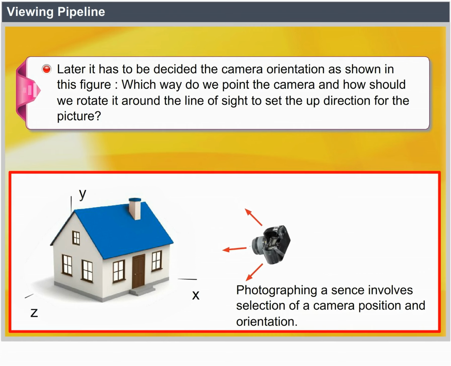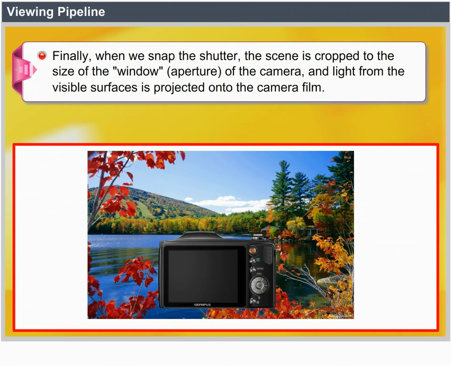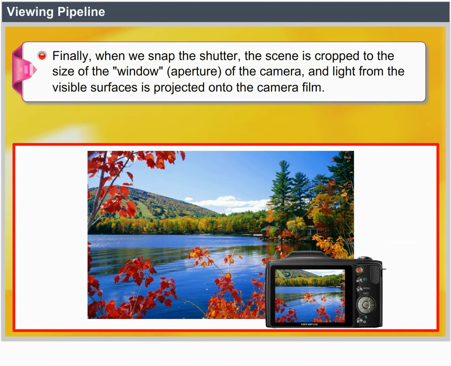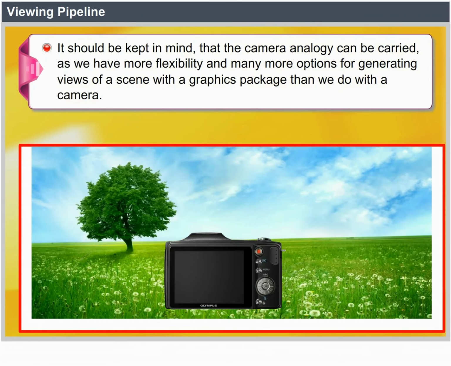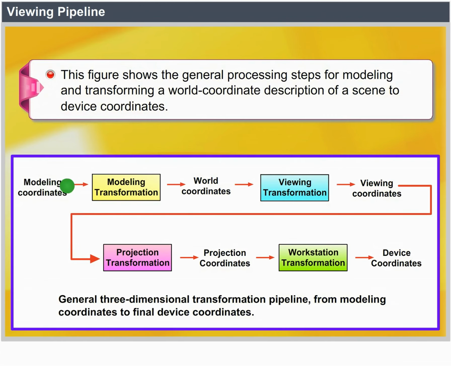Finally, when we snap the shutter, the scene is cropped to the size of the window, aperture of the camera, and light from the visible surfaces is projected onto the camera film. We need to keep in mind, however, that the camera analogy can be carried only so far, since we have more flexibility and many more options for generating views of a scene with a graphics package than we do with a camera. This figure shows the general processing steps for modeling and converting a world coordinate description of a scene to device coordinates, the general three-dimensional transformation pipeline from modeling coordinates to final device coordinates.